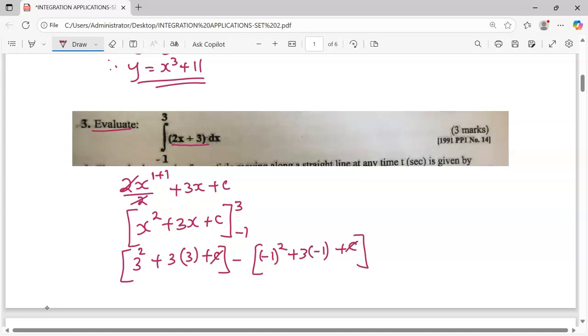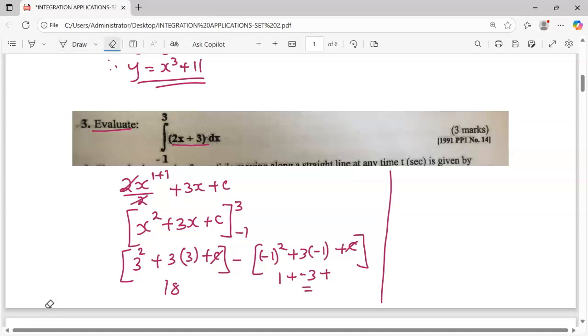Remember, c and c will cancel because c minus c will give you a 0, meaning 3 squared will give us 9. 9 plus 9 will give us 18. Then on this other side, we are going to have negative 1 squared, which is positive 1, plus 3 times negative 1, which will give us minus 3, plus c. This means 1 plus minus 3 will give us minus 2.